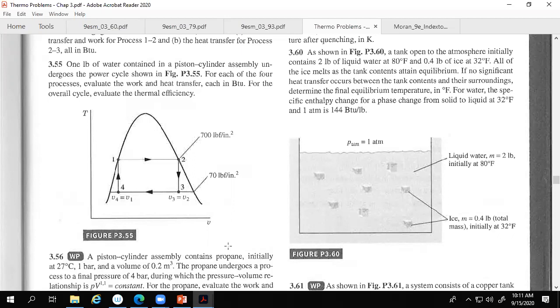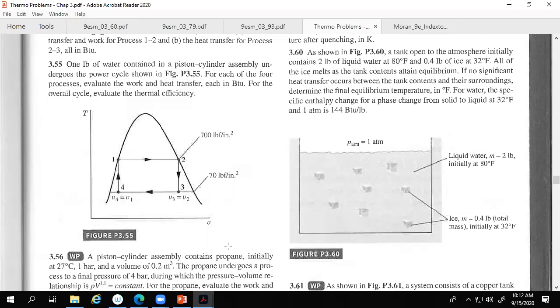All the ice is going to melt as the tank contents attain equilibrium. We're going to assume no significant heat transfer occurs between the tank contents and the surroundings. So that's out the top or the sides. And we want to determine the final equilibrium temperature in degrees Fahrenheit.